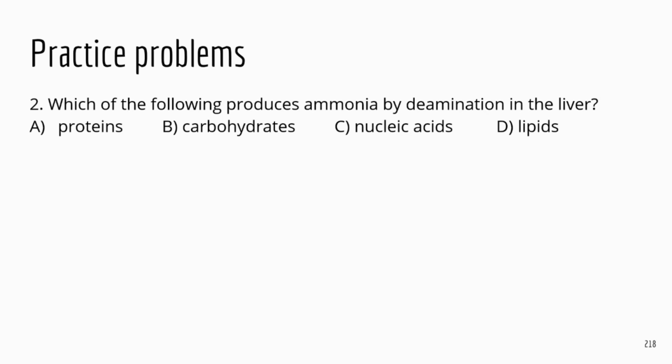Number two, which of the following produces ammonia by deamination in the liver? So the correct answer is A, proteins. Remember, proteins will be broken down to amino acids, right? And then the liver removes the amino group from the amino acids, which will become ammonia. So ammonia, urea, those are metabolic wastes of proteins.